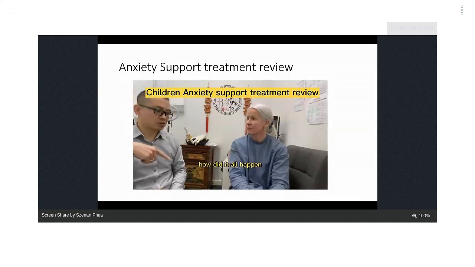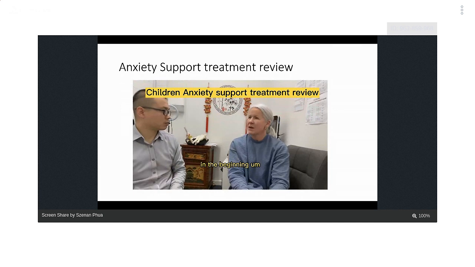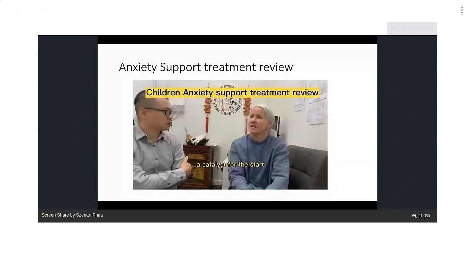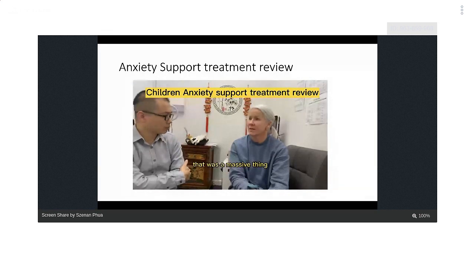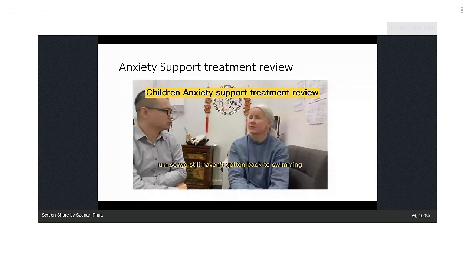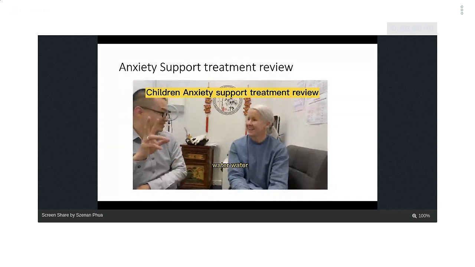How did it all happen in the beginning? What triggered it? A couple of interactions with other young people seemed to be a catalyst for the start, and then being in the car on the thunderstorm day in December was a massive thing, and then it just kind of snowballed from there. We still haven't got him back to swimming, actually, thinking about that, water things.